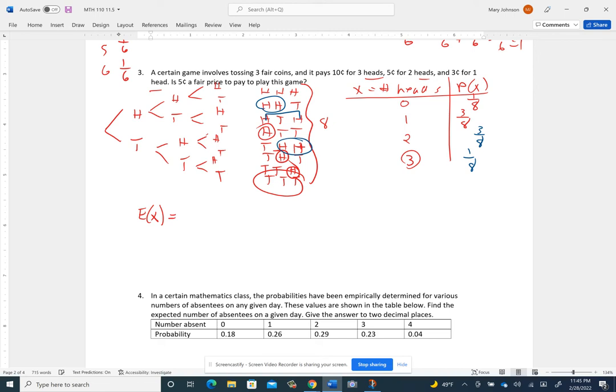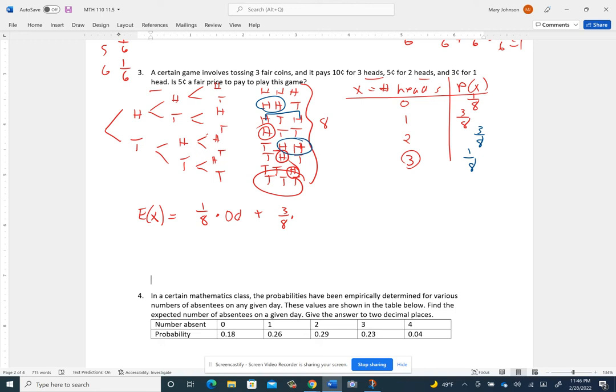Would equal, and let's see now. So when we do this, we get 10 cents for 3 heads, 5 for 2, 3 for 1, and then nothing if you don't get any heads. So no heads, probability is 1/8. The payoff is $0. Okay. For 1 head, the probability is 3/8, and the payoff is 1. Oops, not dollars. Let me do cents. 0 cents, 1 cent, 0 cents.